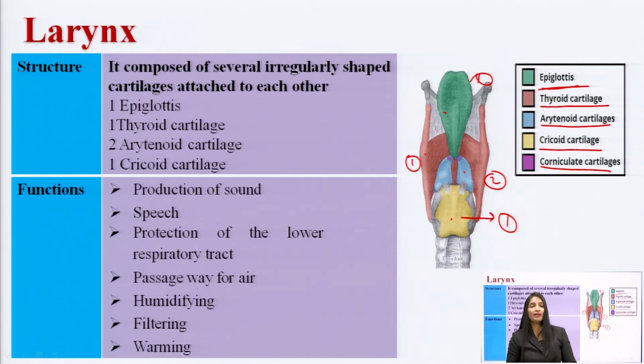And what are the main important functions of the larynx? The larynx, also called the voice box, is important to produce sound, which helps in speech. It will protect the lower respiratory tract, humidify the air, pass the air, filter the air, and warm the air.